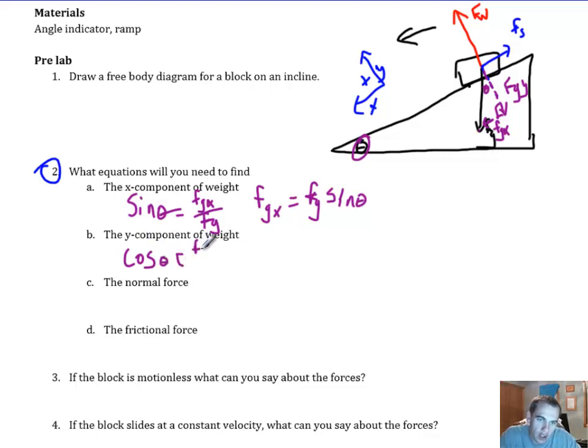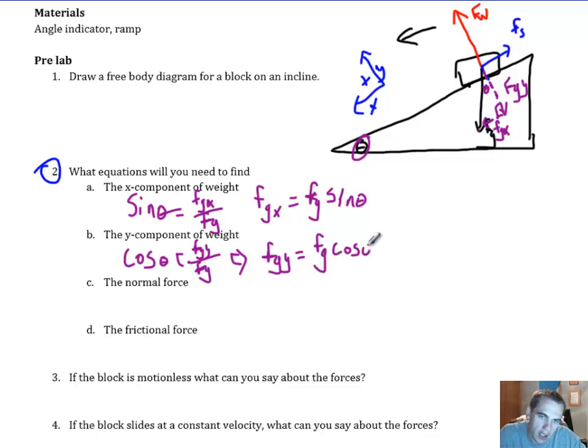So adjacent FGY over hypotenuse FG implies that FGY equals FG cosine theta. Okay, the normal force. What can we say about the normal force and the force in the y direction? Since the block's not coming up off the ramp or accelerating down through the ramp, the net force in y equals 0. So we can say the normal force minus the force due to gravity is equal to 0. So we can basically say the normal force is equal to the force due to gravity.